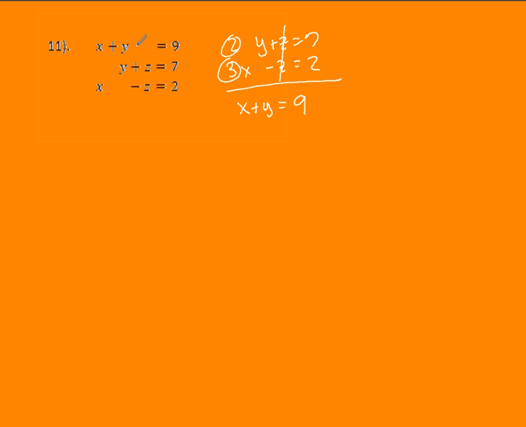Well, I already have an equation that doesn't have a z, just like this one does. So I'm going to call this equation 4, combine it with equation 1, which is x plus y equals 9. Well, when I eliminate those, guess what? Everything cancels out. I'm left with 0 equals 0.